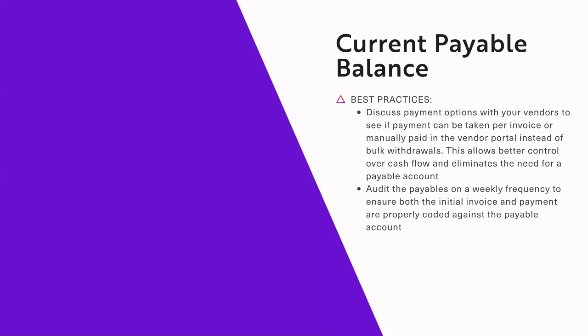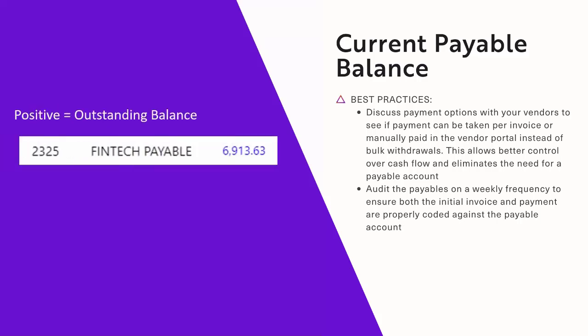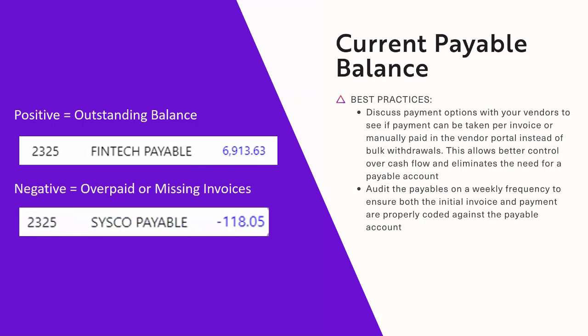Vendor payables are a liability. Therefore, any positive amount will reflect the total balance that you owe to the vendor as of that date. So in this example, we owe FinTech $6,900. If the amount is negative, it means that you either overpaid your vendor, or you forgot a credit, or you're missing invoices, which in turn means that your costs are not reflecting true costs on the profit and loss statement.